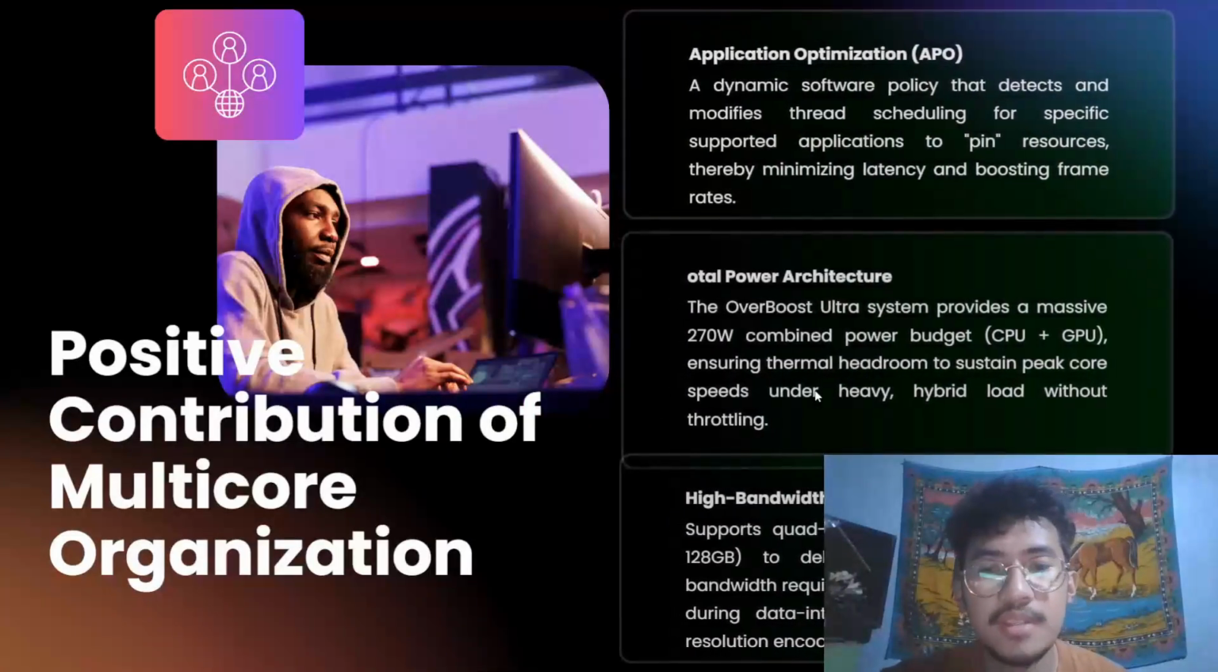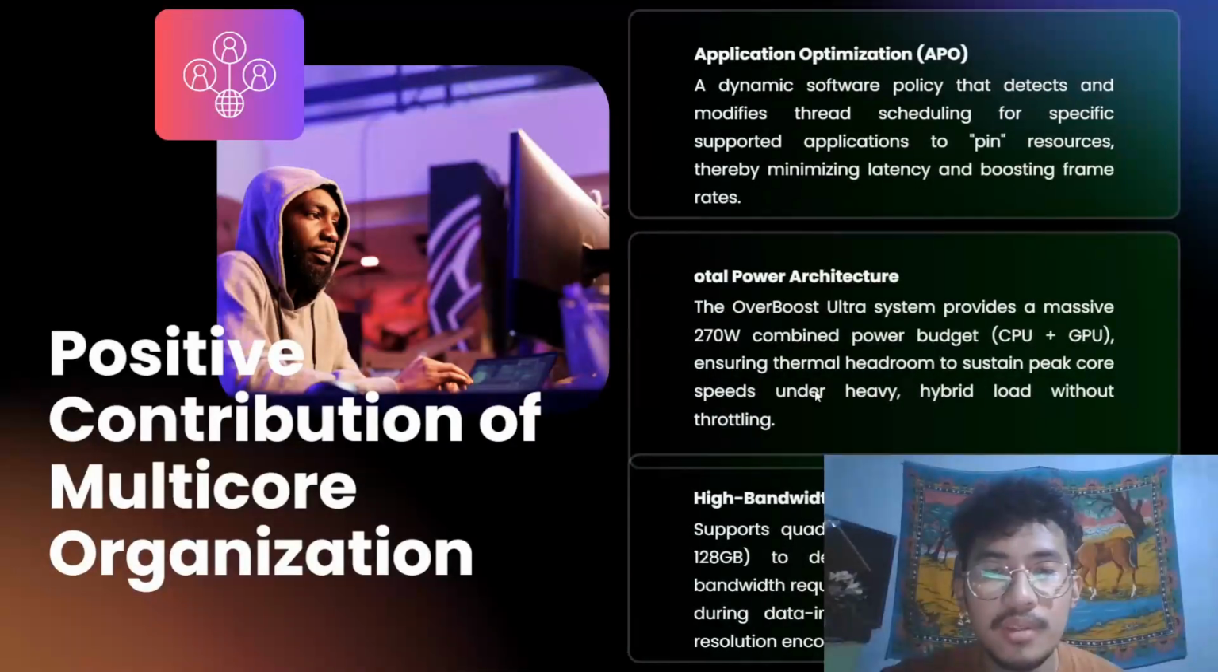Next is the Application Performance Optimization, or APO. This is a policy where the software detects specific games and pins resources to them, strictly minimizing latency. Next is the total power architecture. This system allows for a combined power draw of 270 watts between the CPU and the GPU. This huge thermal headroom ensures that the hybrid architecture doesn't throttle under heavy load.